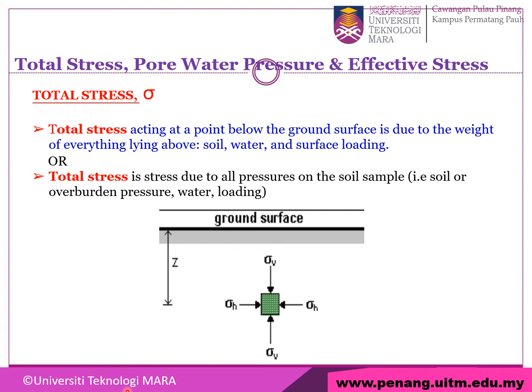Okay, for example, you look at this. This is our ground surface and this is the total stress that we want to know. So what we are going to do is, of course, we have the depth Z from the ground surface to the point where we want to know the total stress. So, total stress is equal to unit weight of soil times Z. Alright, unit weight of the soil times Z.